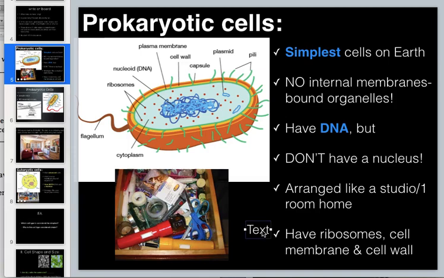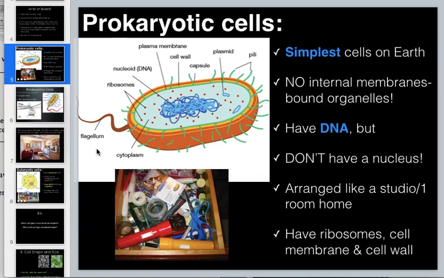Okay. Now they do have ribosomes. Okay, the little red dots. Ribosomes make proteins, so that's not a membrane-bound organelle. That's actually a close cousin to DNA called RNA, so it doesn't have a membrane around it. They do have a cell membrane and a cell wall.